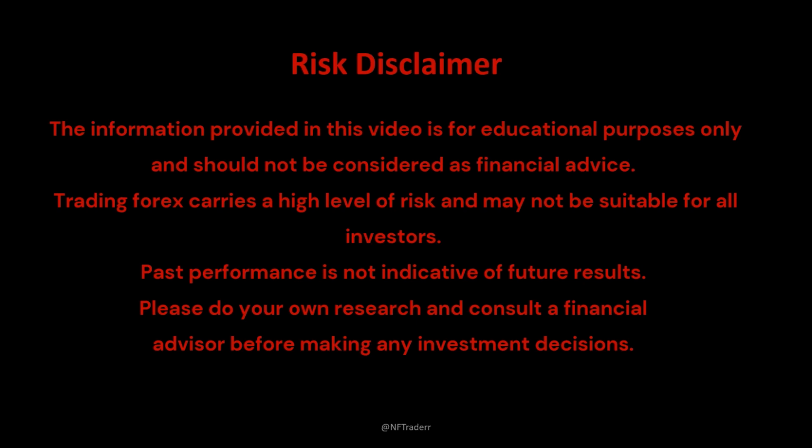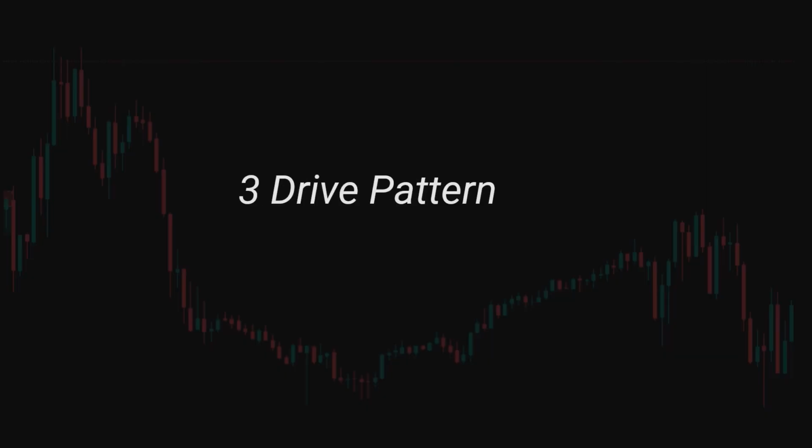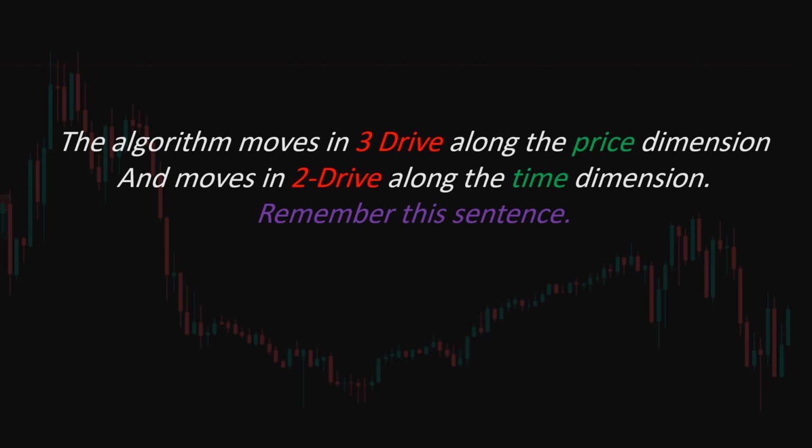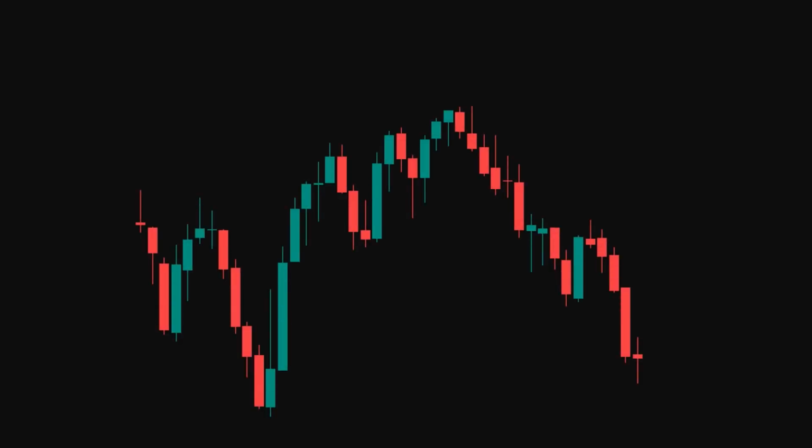Okay, what exactly is it? So basically the first thing we need to know is the algorithm moves in 3-step along the price dimension and moves in 2-step along the time dimension. Remember this. This pattern is based on the idea that prices move in a series of 3 drives or 3 consecutive swings near the point of distribution.